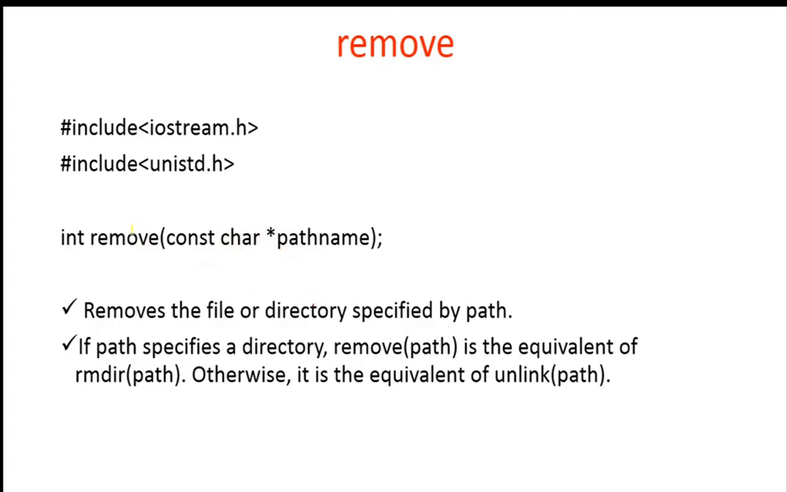Okay, then next is the remove system call. The remove system call is going to remove the file or directory which has been specified by the path. So you have to pass the path name as a parameter to your remove command. If the path name specifies a directory, remove path is equivalent to rmdir path. Otherwise it is equivalent to unlink path.